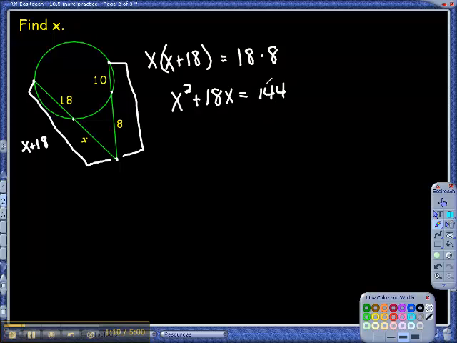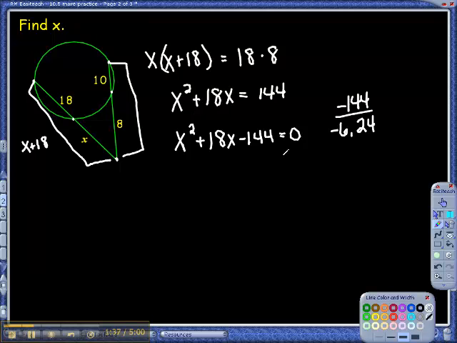Now, again, we have a quadratic equation. We want to set it equal to 0, so you're going to have an x squared plus an 18x. Subtract your 144, and now it will equal 0. This one actually is a nice one to factor. If I found factors of my negative 144, I would find that the factor pair would be a 6 and a 24, and to get a positive 18, as long as it's a negative 6 plus 24, that would get me my 18. You could still use the quadratic formula on this as well. Any of those methods to solve a quadratic equation would work.